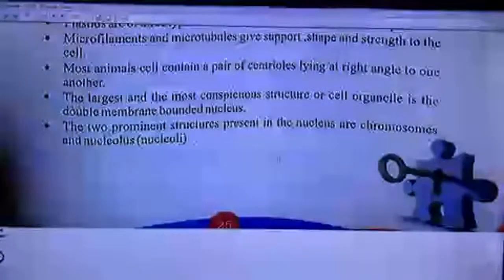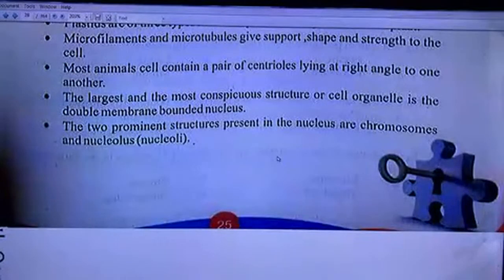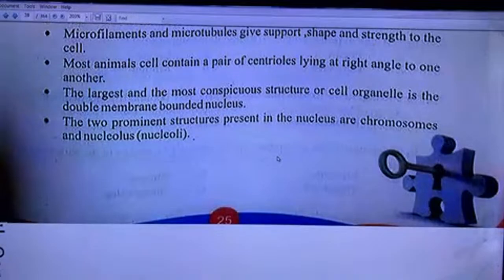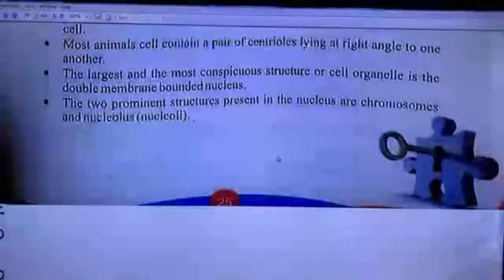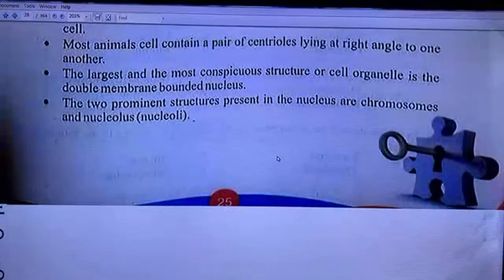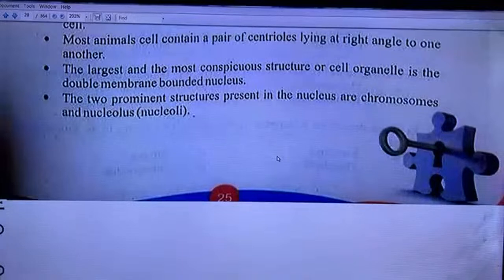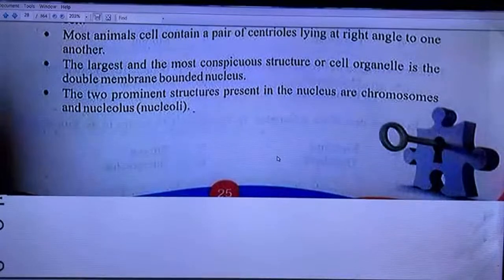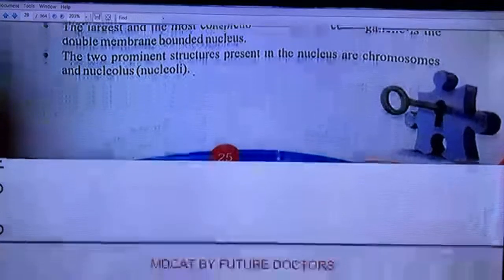Microfilaments and microtubules give support, shape, and strength to the cell. Most cells contain a pair of centrioles lying at right angles to one another. The largest and the most conspicuous of the cell organelles is the double membrane bounded nucleus. The two prominent structures present in the nucleus are chromosomes and nucleolus, or nucleoli.